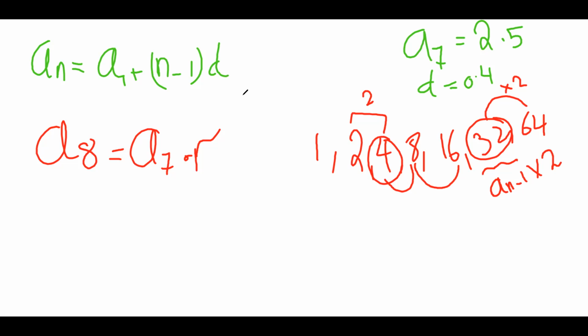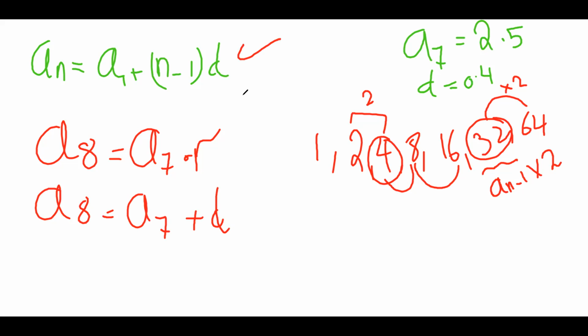If it is a geometric sequence, you have to multiply a sub 7 by r. If it is arithmetic, you have to say it is a sub 7 plus d. If it is geometric, a sub 8 is a sub 7 times r, and if it is arithmetic, a sub 8 is a sub 7 plus d. The explicit formula is plus n minus 1 times d. This is for using this formula.